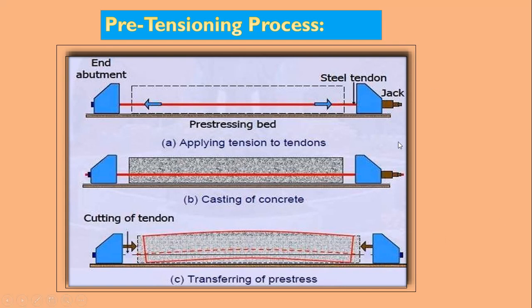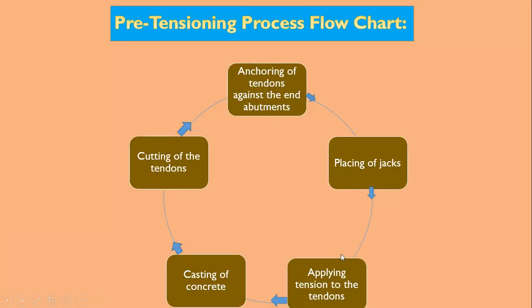So here you can see the process of pre-tensioning. In case of pre-tensioning, first the jacks are arranged depending upon the length of beam. Then tendons or these wires are fixed to the jack, and then proper tension is given to these tendons, and then concreting is done. After hardening of the concrete, the tendons are cut, and these tendons will try to induce a compressive force in the concrete, and in turn you can say compressive strength will get increased.